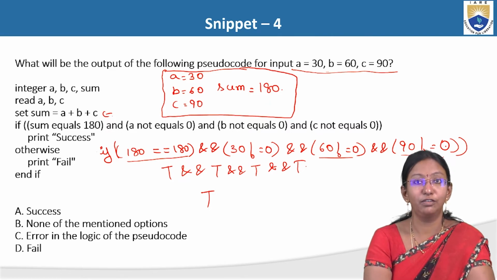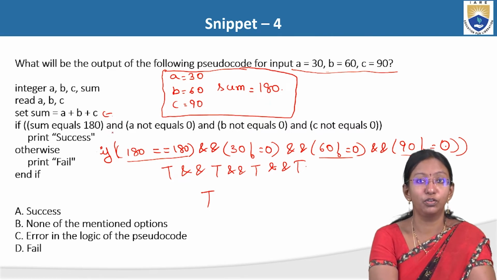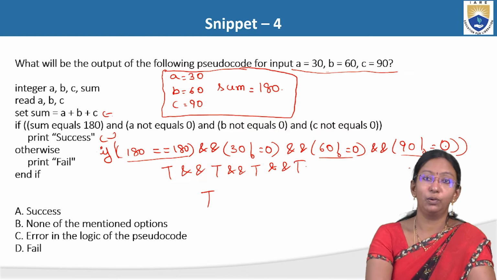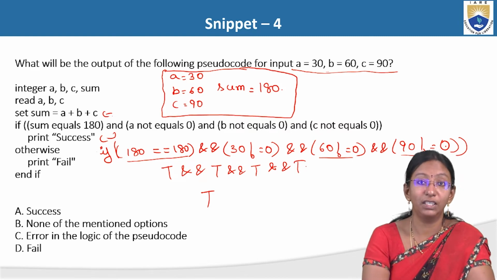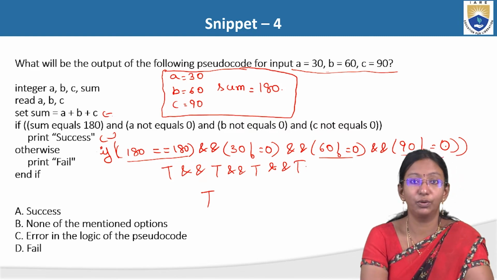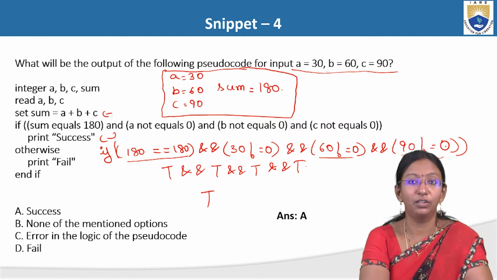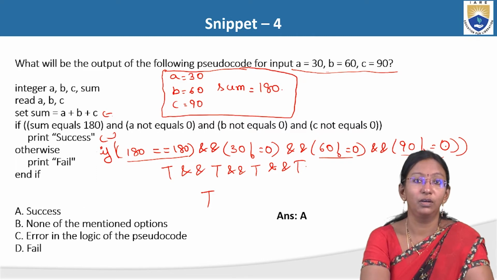So as the result is true, it is going to execute its body and print success. Otherwise will not get executed; only if the condition fails will otherwise get executed. So the output will be success, right? So there is nothing wrong in the pseudo code, okay?